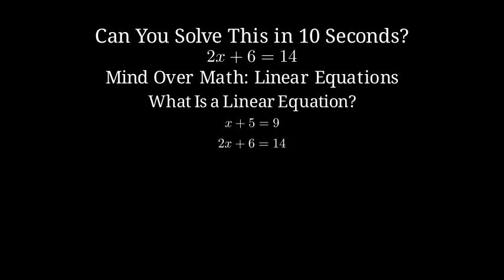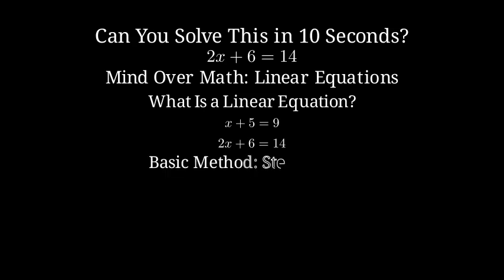A linear equation is simply an equation where the highest power of the variable is 1. For example, x plus 5 equals 9, and 2x plus 6 equals 14. There are no squares, no cubes, just simple variables. The goal is always the same: find the value of x.